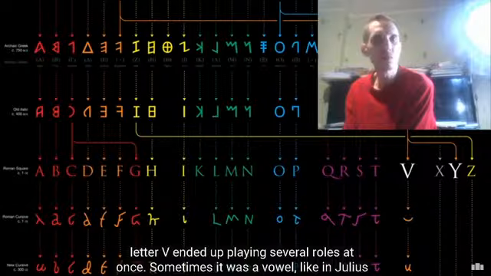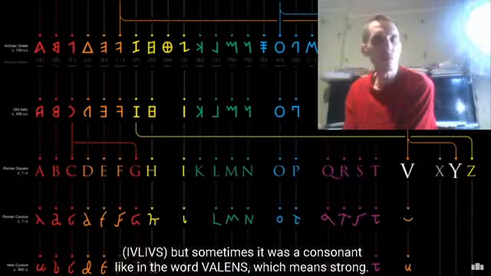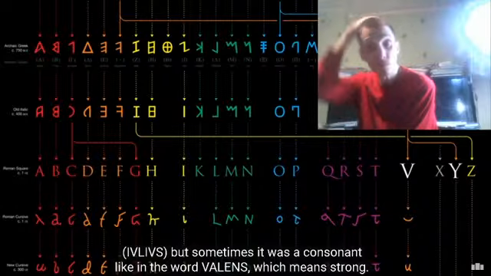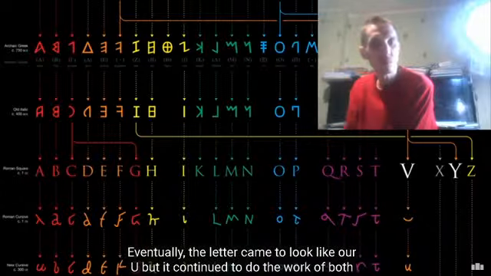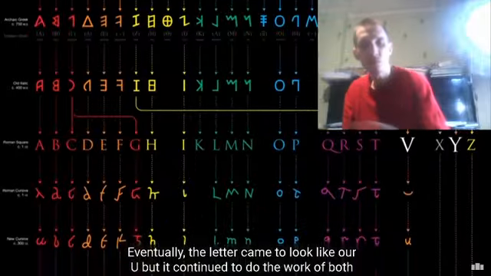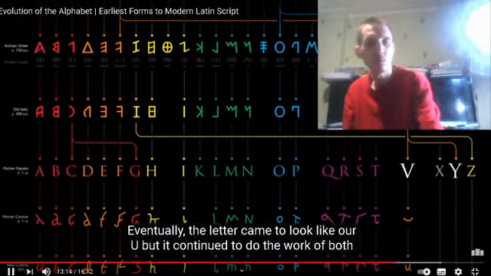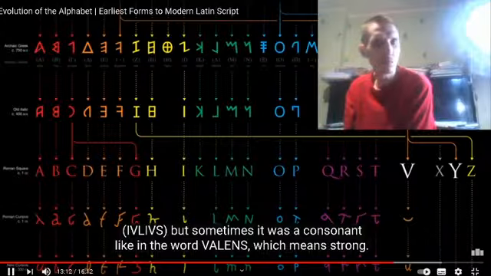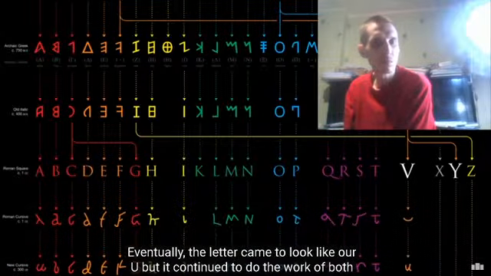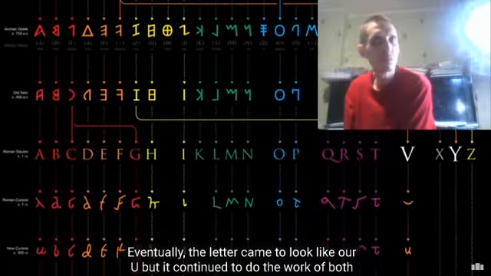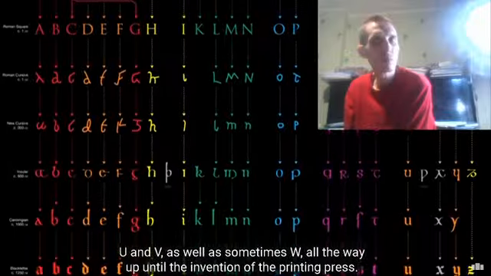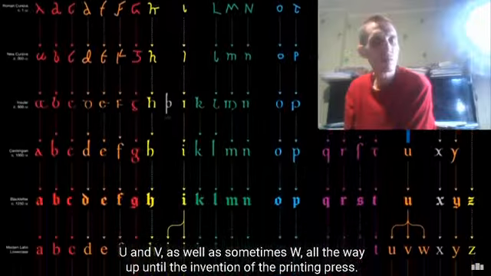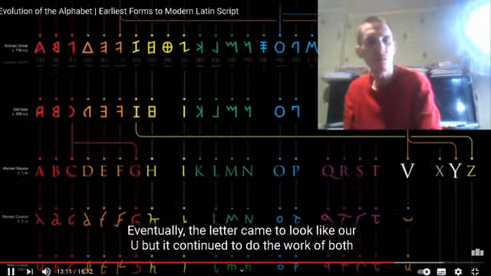Sometimes it was a vowel, like in Julius, but sometimes it was a consonant, like in the word valens, which means strong, although the Romans would have pronounced it closer to walens. Eventually, the letter came to look like our U, but it continued to do the work of both U and V, as well as sometimes W, all the way up until the invention of the printing press.